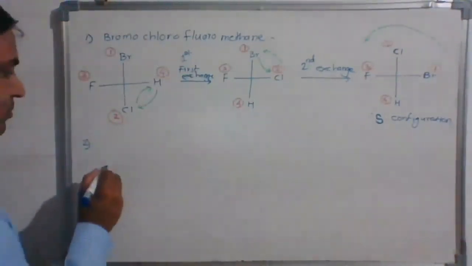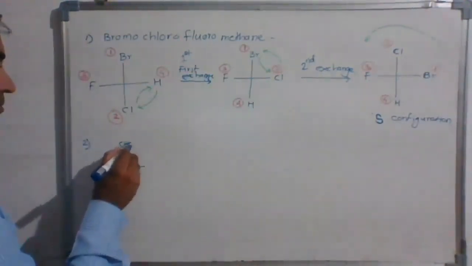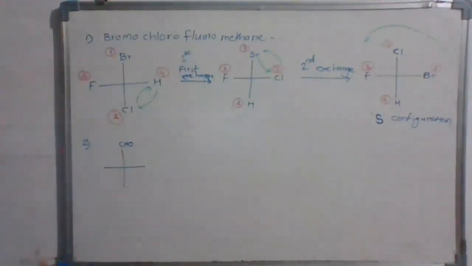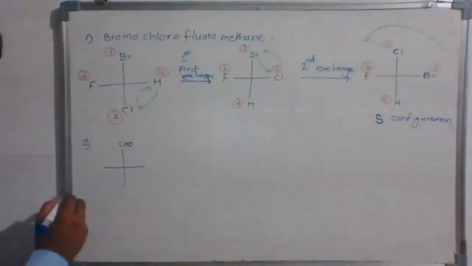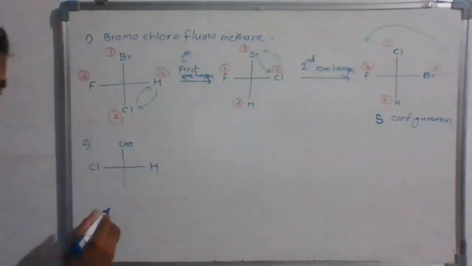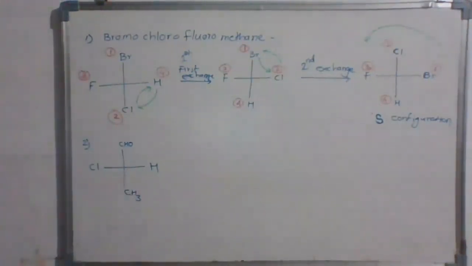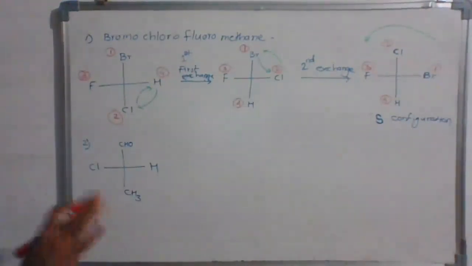Instead of writing the name, we shall directly write the formula. CHO, Cl, hydrogen and methane, methyl group. These groups are there. Okay. Give the priority.